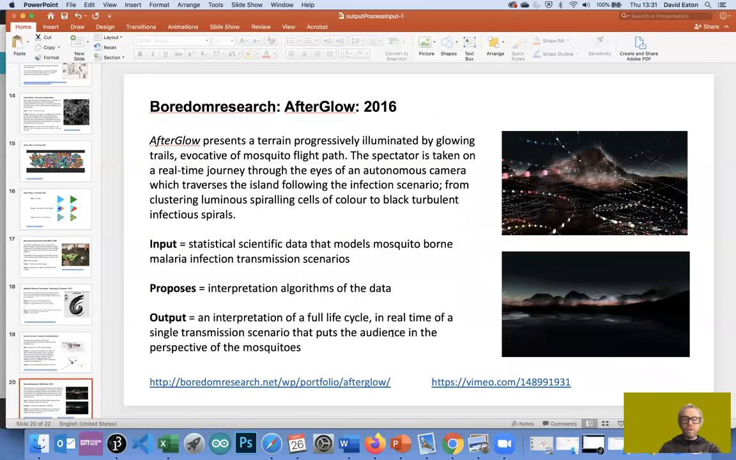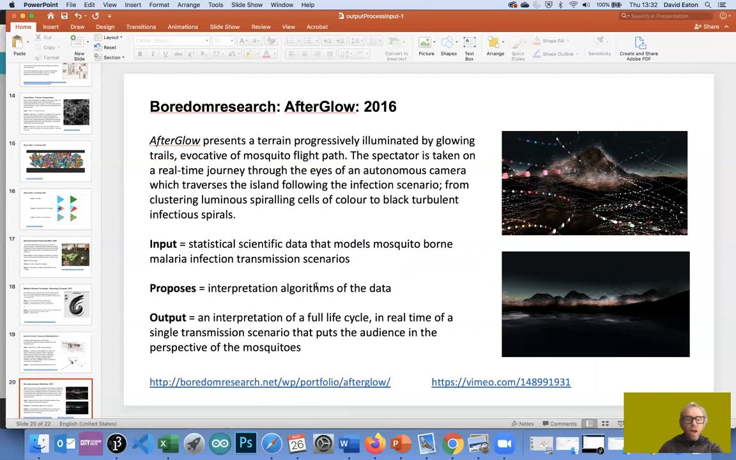Now then, this project here, I was debating whether to leave this project in, given the climate that we're in at the moment with the coronavirus. Boardman Research produced this fascinating piece of work, which is a really beautiful piece of work. But what they've done is they worked with a scientist to simulate the spreading of an infection scenario, which, ironically, is something that we're all living through at the moment.